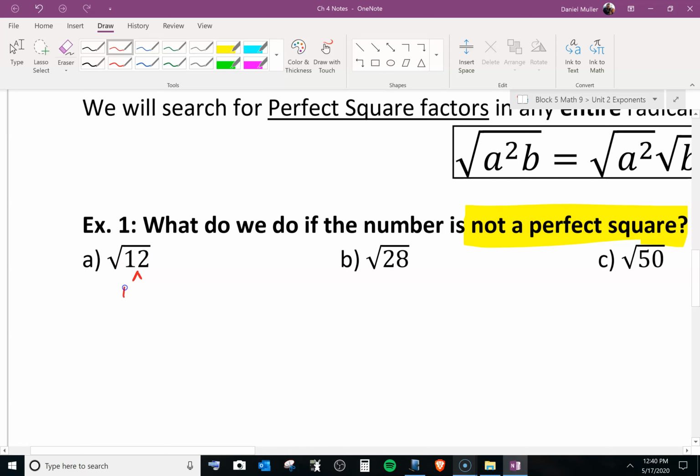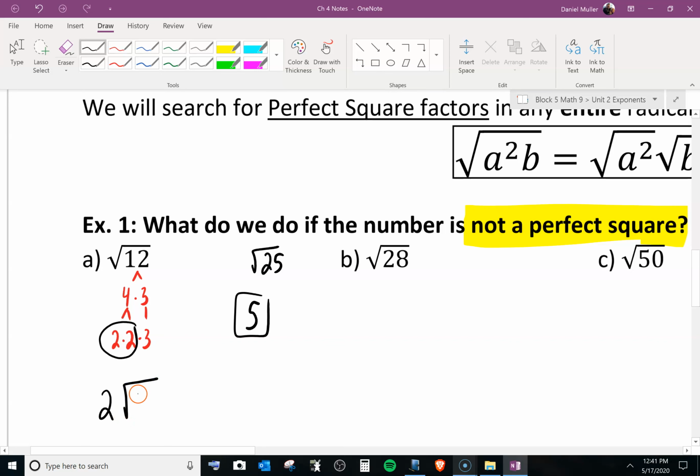So 12 is 4 times 3. 4 is 2 times 2, and we can carry the 3 down. Now what we're doing is we're just looking for pairs. And there are a pair of 2's. Just like in the square root of 25, that was 5. It's because it was 5 times 5. It was a pair of 5's, and the answer was just a 5. Here we're looking for any pairs. We do have a pair of 2's, so we can take a pair of 2's out, and then whatever's left over stays on the inside. So this is considered simplified.